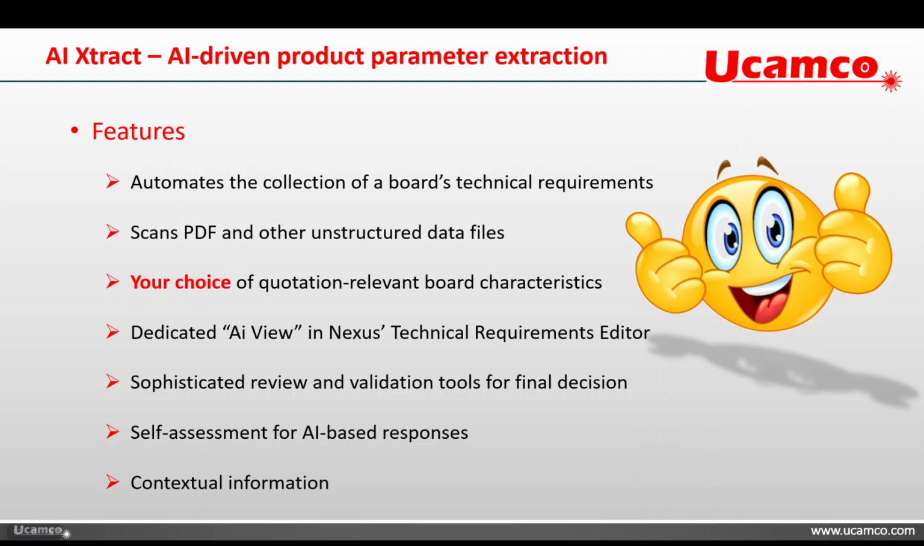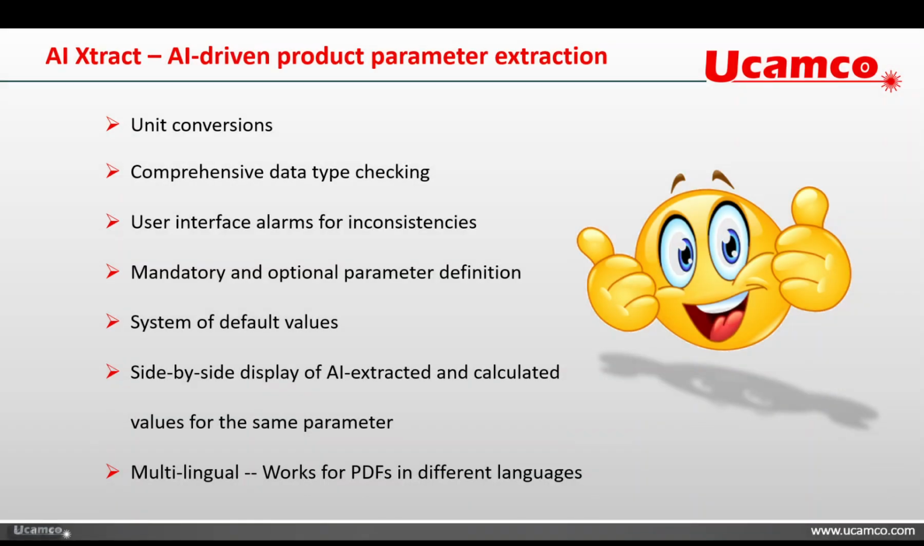Then there is this set of sophisticated validation tools that will allow you to make a final decision on what value you want to actually go into your QED PDF or QED XML file. There is a traffic light system to have the AI machine qualify itself, the certainty of its responses. And there is the contextual information function: if you click on a value, the system will tell you where it found it and let you go to the place in the PDF file.